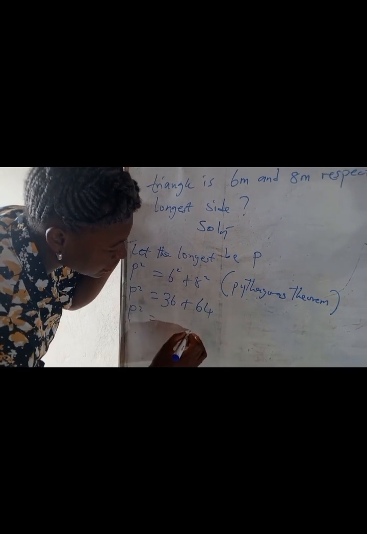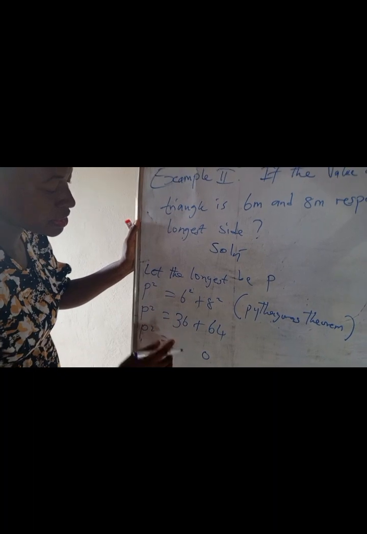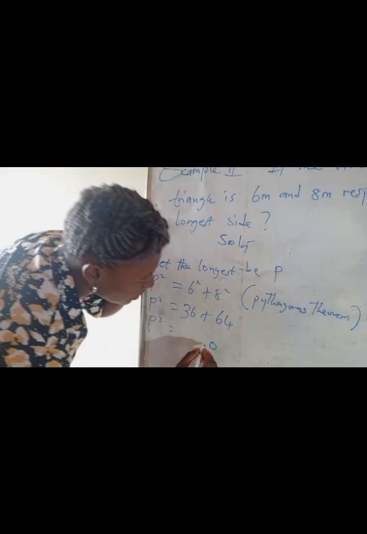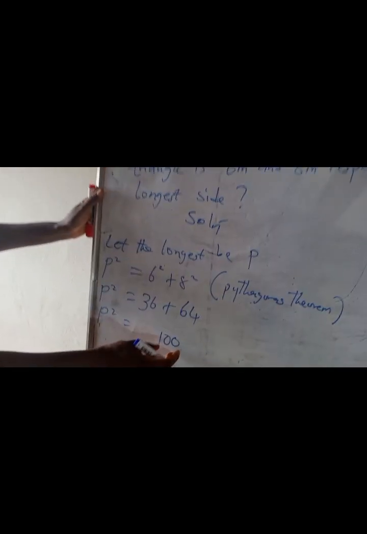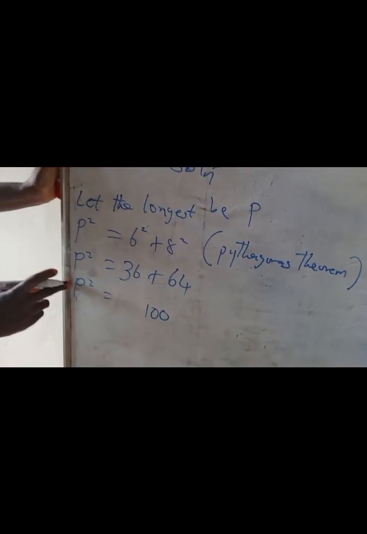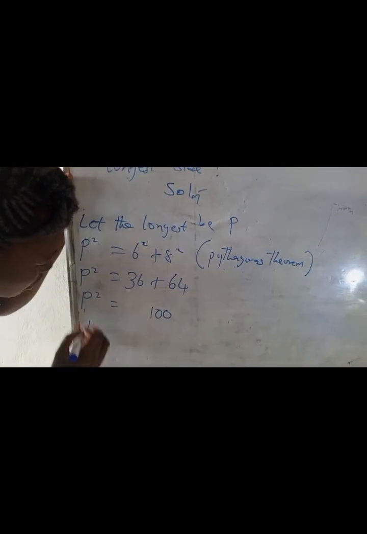6 plus 4 is 10. You write 0 and carry 1. 3 plus 6 is 9, plus 1, it is 10. You write 10, which means 36 plus 64 is 100. Now we have P square is equal to 100. What do you do now? You take the square root of both sides.